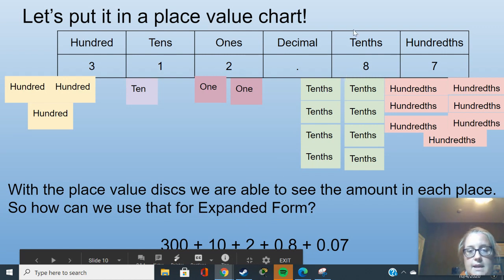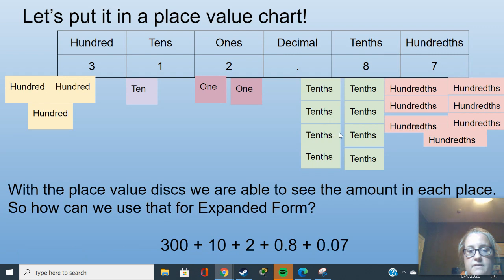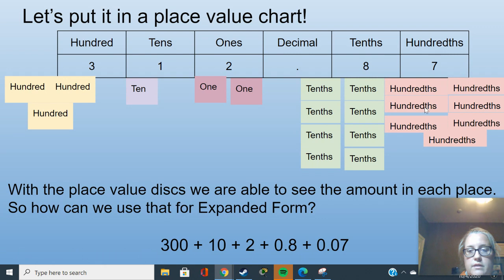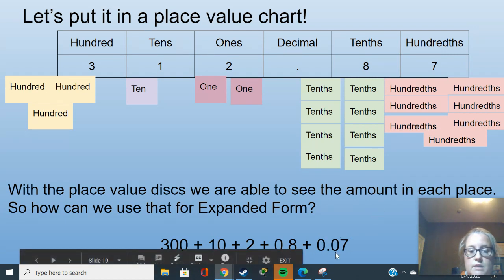Plus 8 tenths. 1 tenth, 2 tenths, 3 tenths, 4 tenths, 5 tenths, 6 tenths, 7 tenths, 8 tenths. So there are my 8 tenths. Plus 7 hundredths. 1 hundredth, 2 hundredths, 3 hundredths, 4 hundredths, 5 hundredths, 6 hundredths, 7 hundredths. And this is how you would write 7 hundredths.